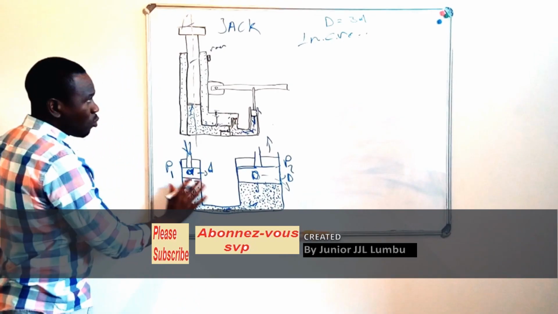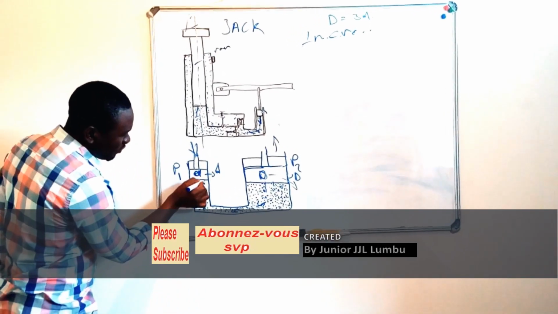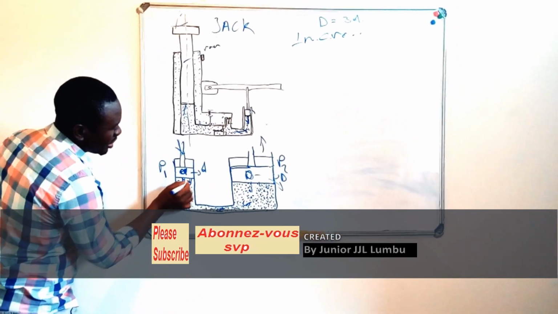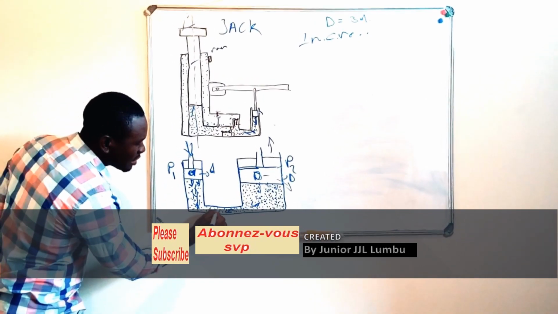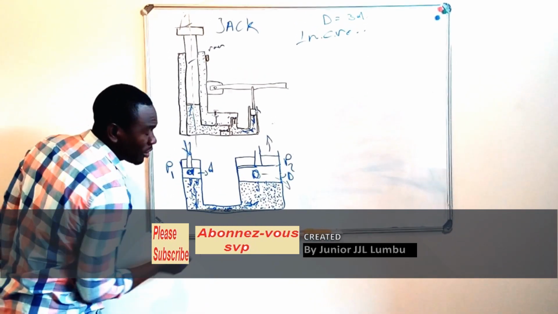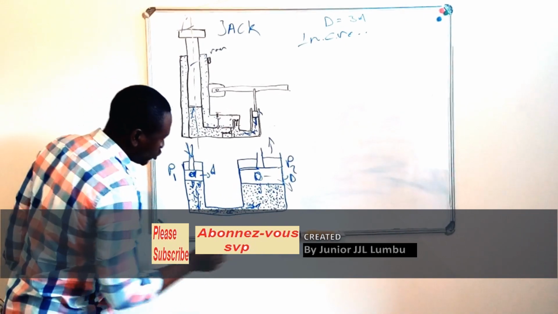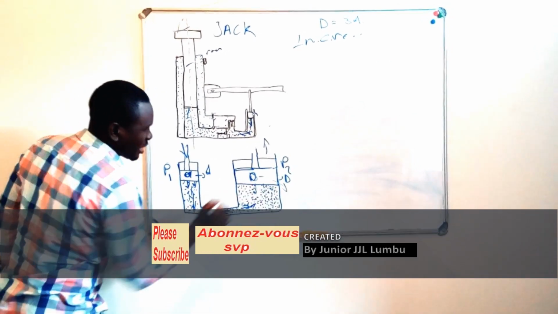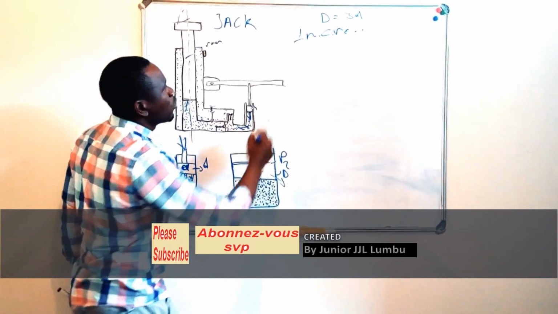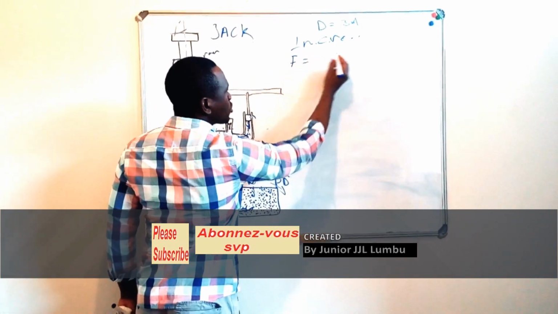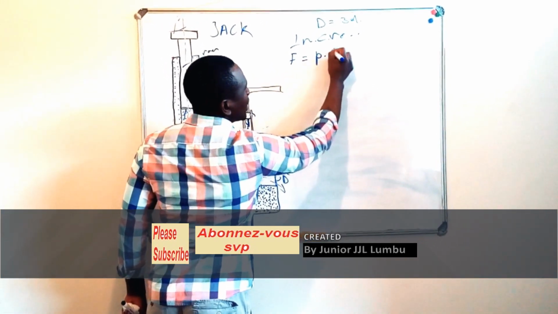Okay, so what happens in fluid is if I apply a pressure there, this pressure is the same as the pressure applied there, and the same as the pressure applied there, which means the pressure applied here is the same as the pressure applied there. But here is the problem. So we know that force equals pressure times area.